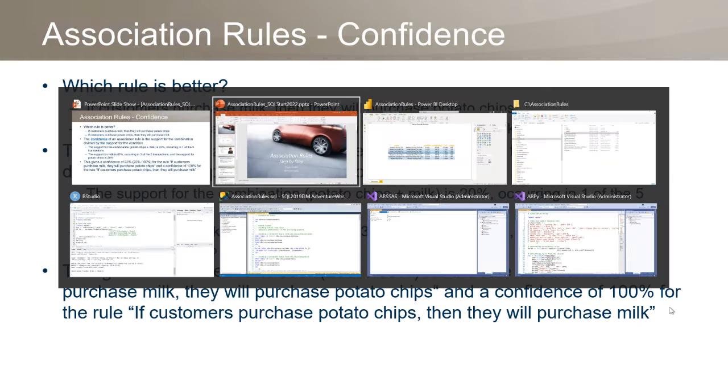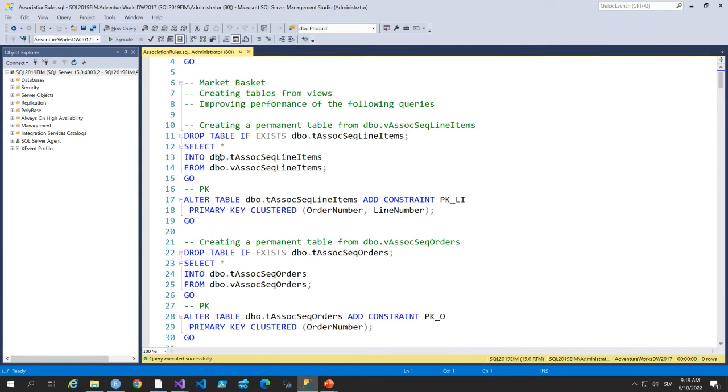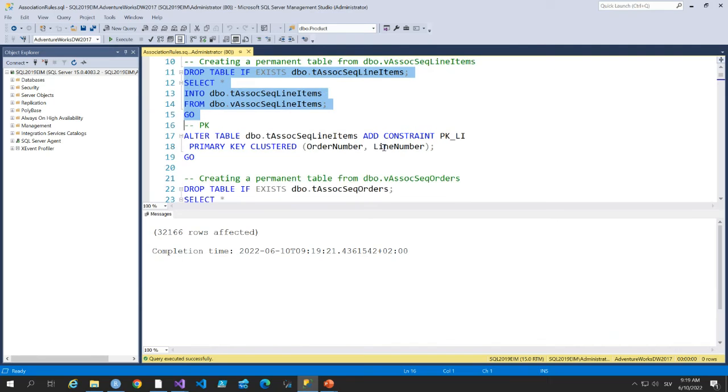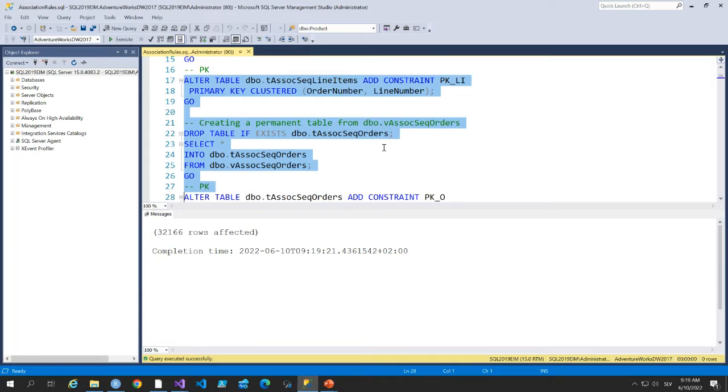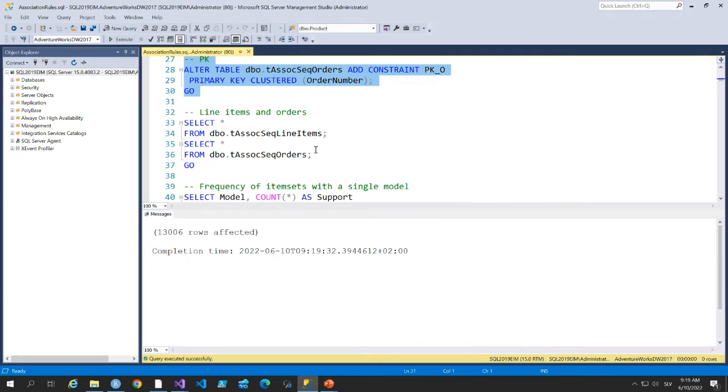Let me start with the demos. I will start with Transact-SQL because it's the simplest way to develop this step by step. In R, we already have functions that do everything for us, so we cannot see what is happening inside the function. First, I have in AdventureWorksDW 2 views, and I will just create tables for better performance. So I will materialize the data and add primary keys.